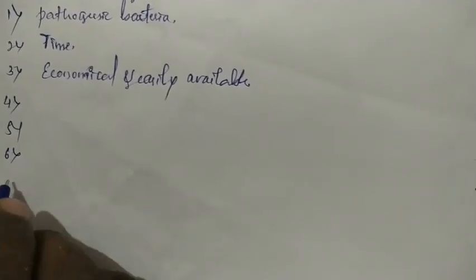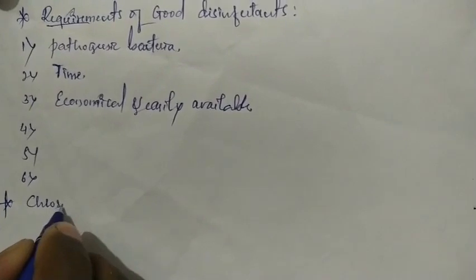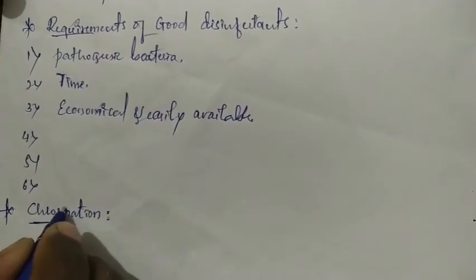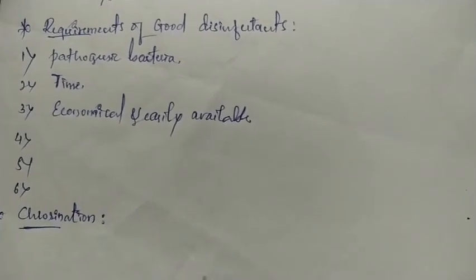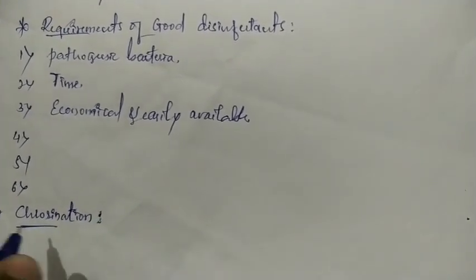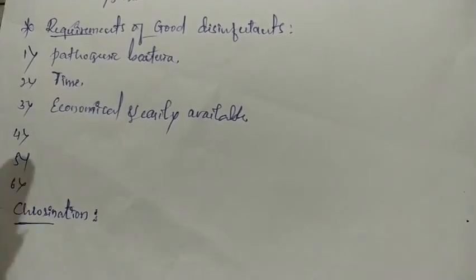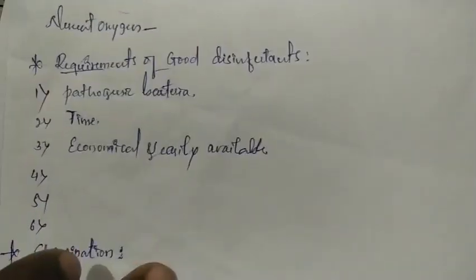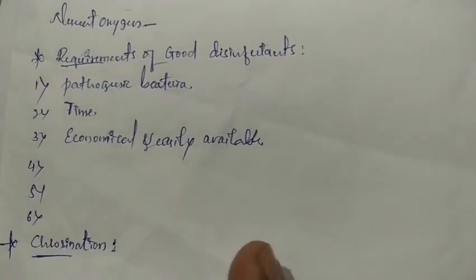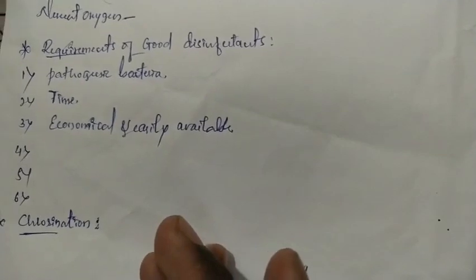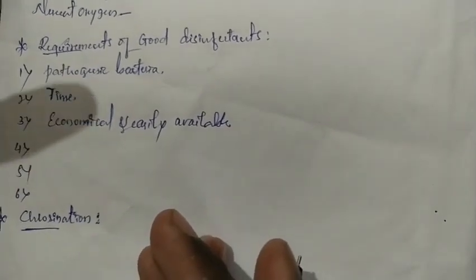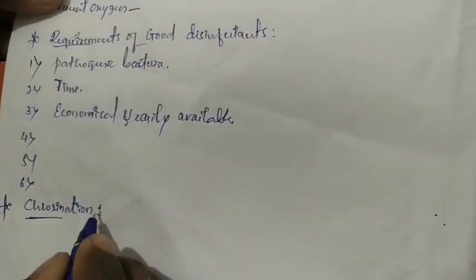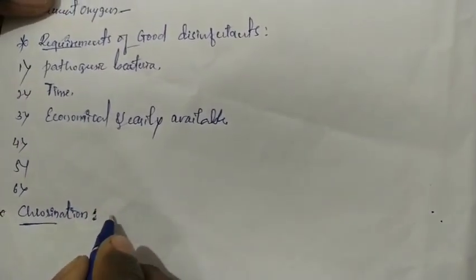Next we see chlorination. Chlorination is also used in the water treatment plant to kill the pathogenic bacteria present in the raw water. Chlorination means, in the treatment process, we add chlorine to the water while treating it. This addition of chlorine to the water is called chlorination.